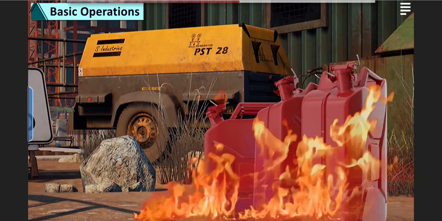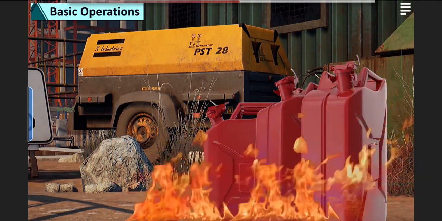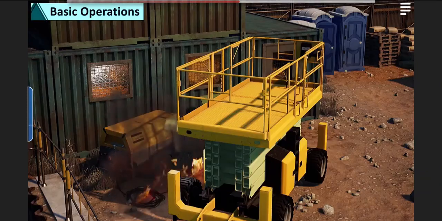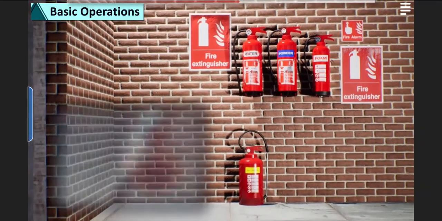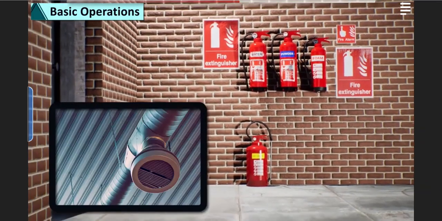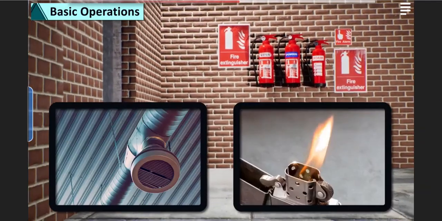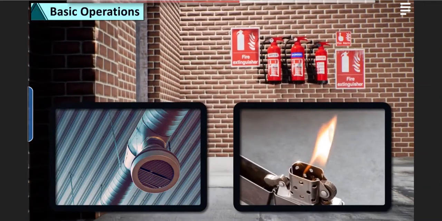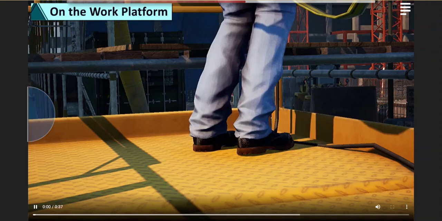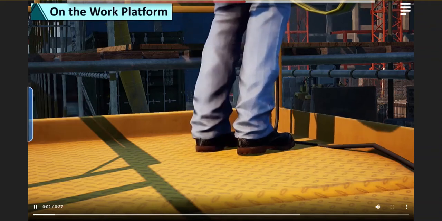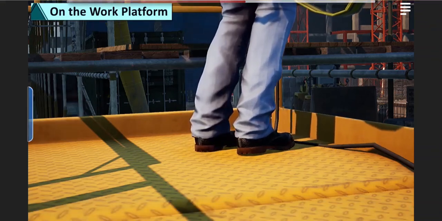Fuels for internal combustion MEWPs are usually flammable, and MEWP batteries can produce an explosive gas while charging. Fueling or charging a MEWP should only be done in well-ventilated areas, free from ignition sources, preferably a designated location equipped with fire extinguishers. While on the work platform, always maintain a firm footing on the platform floor.